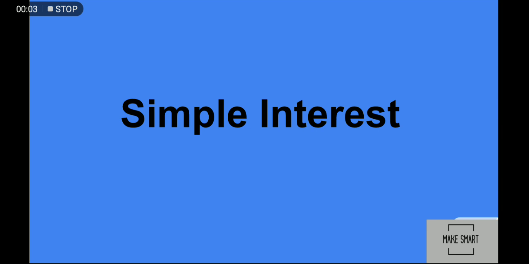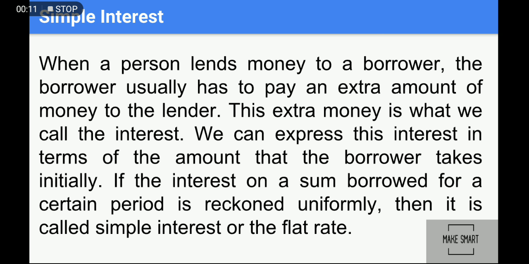Welcome to Make Smart. Now we are going to discuss simple interest. What is simple interest? When a person lends money to a borrower, the borrower usually has to pay an extra amount of money to the lender. This extra money is what we call the interest.